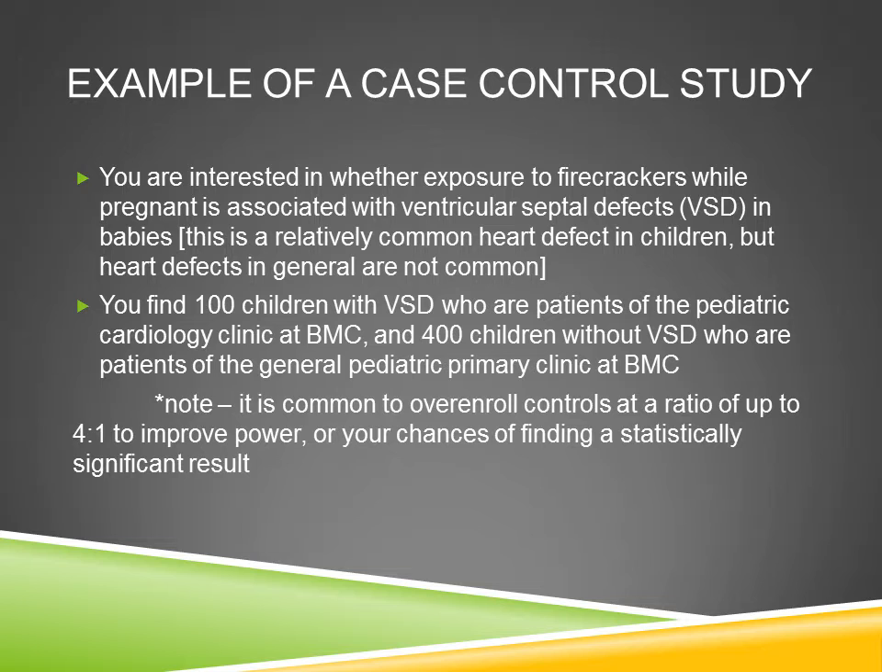But if you go to the pediatric cardiology clinic at BMC, say you could find 100 kids with VSDs. And if you went to the general pediatric primary care clinic at BMC, you could find a whole bunch of children without VSDs. It's actually quite common in case control studies to over-enroll the controls. You could do it at a ratio of 2 to 1, 3 to 1, or 4 to 1. It doesn't add anything to do more than 4 to 1, and it just improves power, which is the chance of finding a statistically significant result. So a lot of times in case control studies, you'll see more controls than cases, and that's very common.